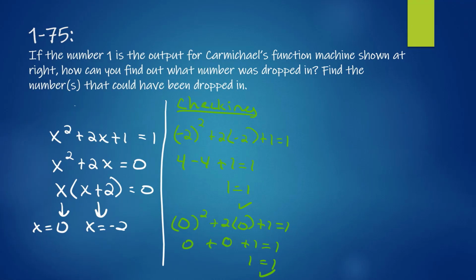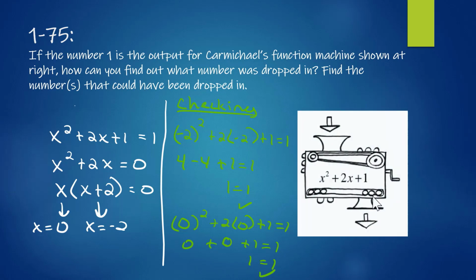On 1-75, if the number 1 is the output for Carmichael's function machine, which we'll have him make a grand entrance here, how can you find out what number was dropped in? Find the numbers that could have been dropped in. Well, you're just going to set the equation they've given you in the function machine equal to the value of the output. And that is x squared plus 2x plus 1.